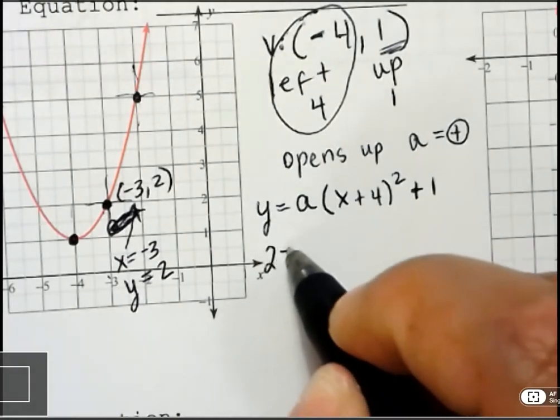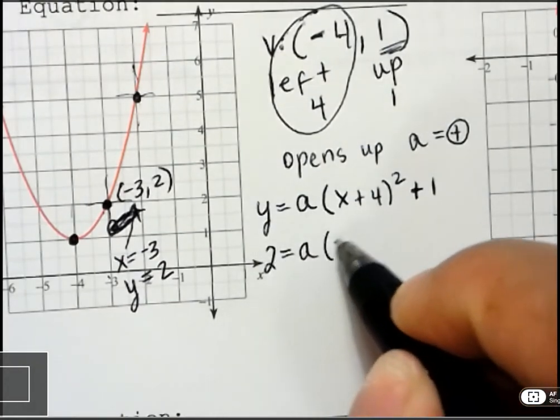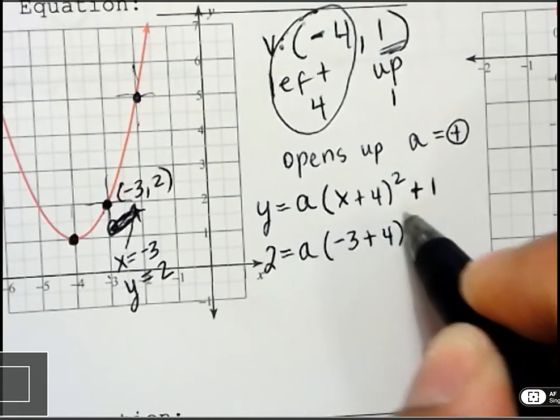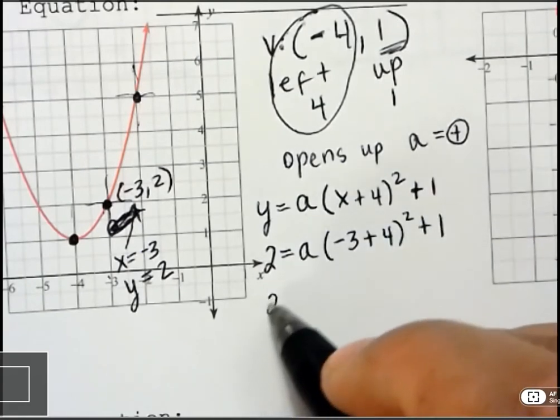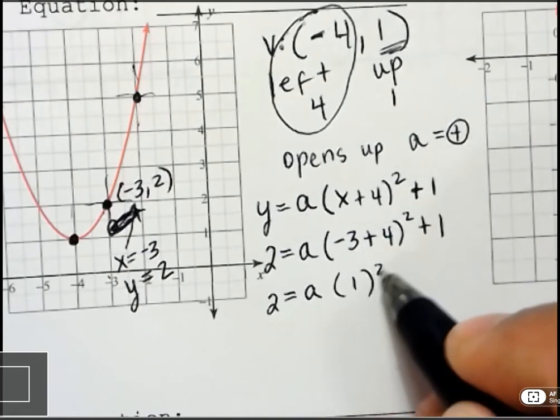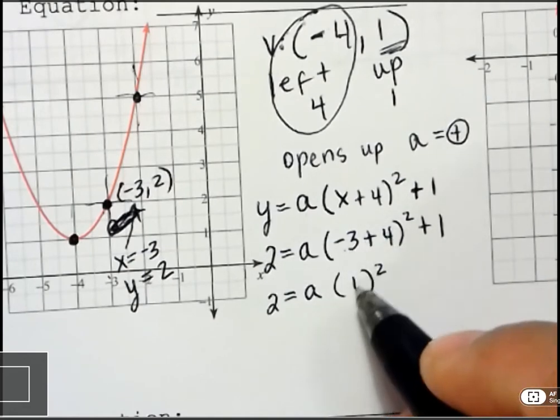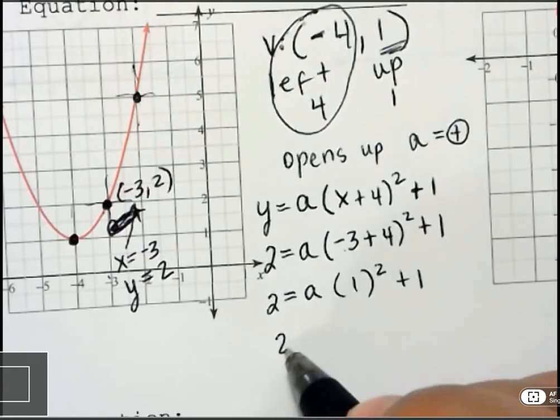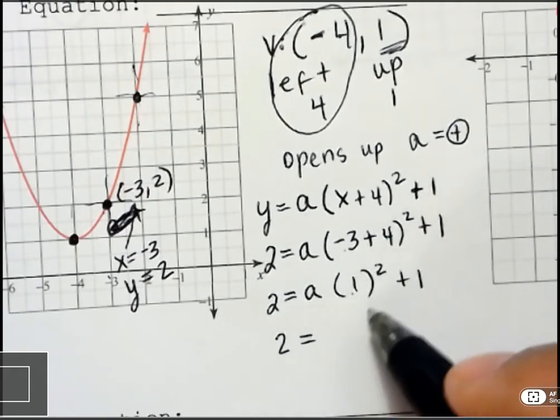So you're going to plug in. What's negative 3 plus 4? 1, right? Negative 3 plus 4 is a 1. 1 squared is just 1.